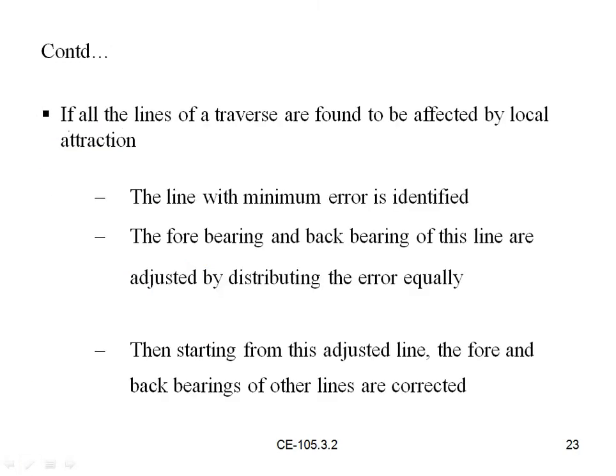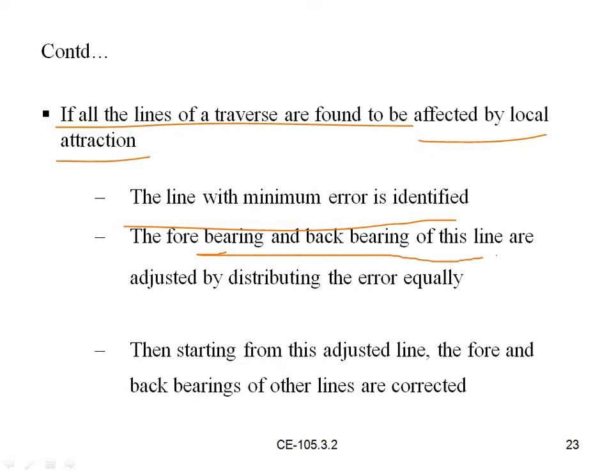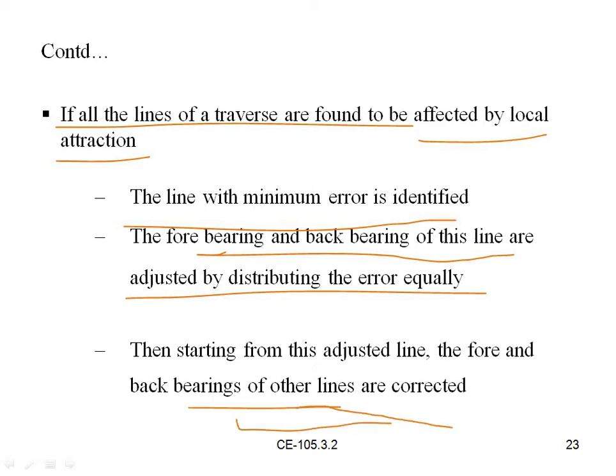If all the lines of a traverse are found to be affected by local attraction, then the line with minimum error is identified. The forward bearing and back bearing of this line are adjusted by distributing the error equally. Then, starting from this adjusted line, the forward and back bearings of the other lines are corrected.